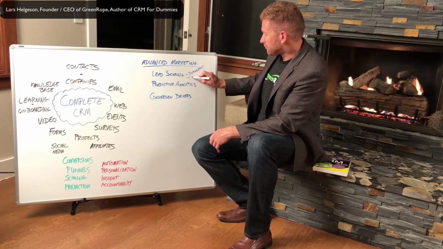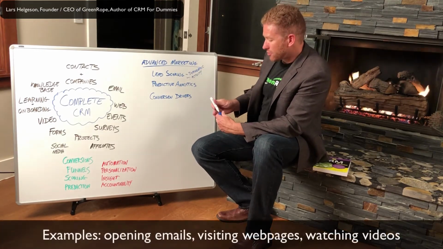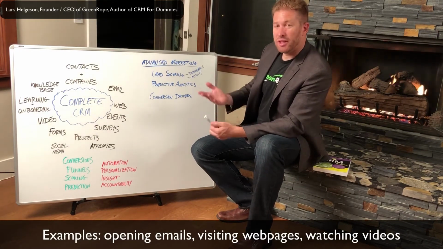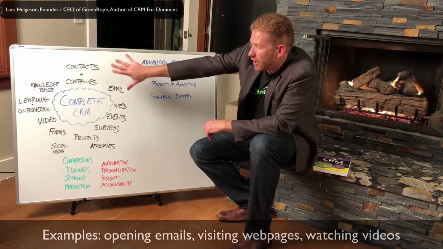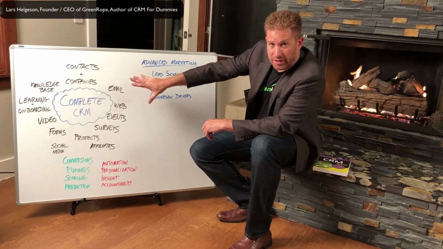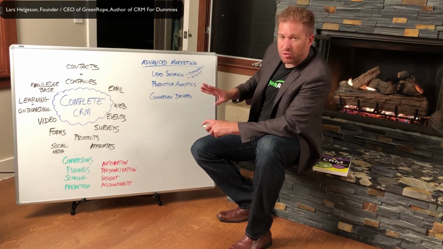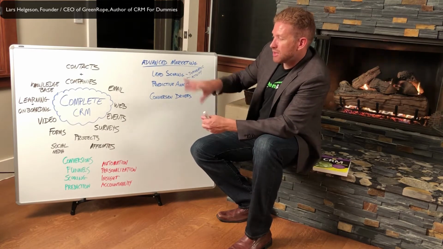The other side is activity-based lead scoring. Activity lead scoring is based on, surprisingly, activities. So when people do things and we're able to measure them, and this is where you really require a complete CRM to do this right. You can't do lead scoring based purely on email or purely on websites. What we're looking at is the entire picture.